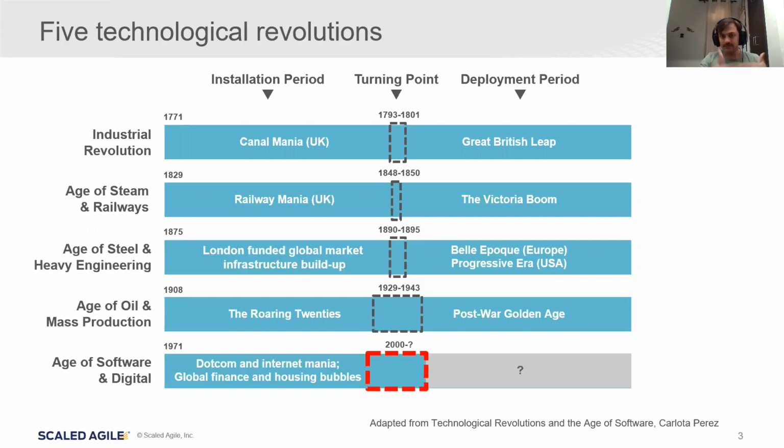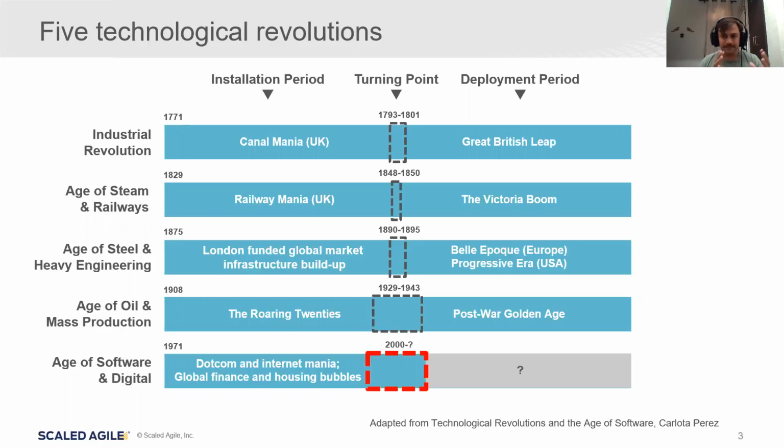So the way this body of knowledge, which is presented by Carlota, looks at it is that there was an industrial revolution, and then there was the age of steam and railways, and there was the age of steel or heavy engineering, and then we talk about automobile, which was just before information technology, oil, mass production, plastic, and everything, and finally you are in the age of software, internet, digital, and .com, that kind of stuff.